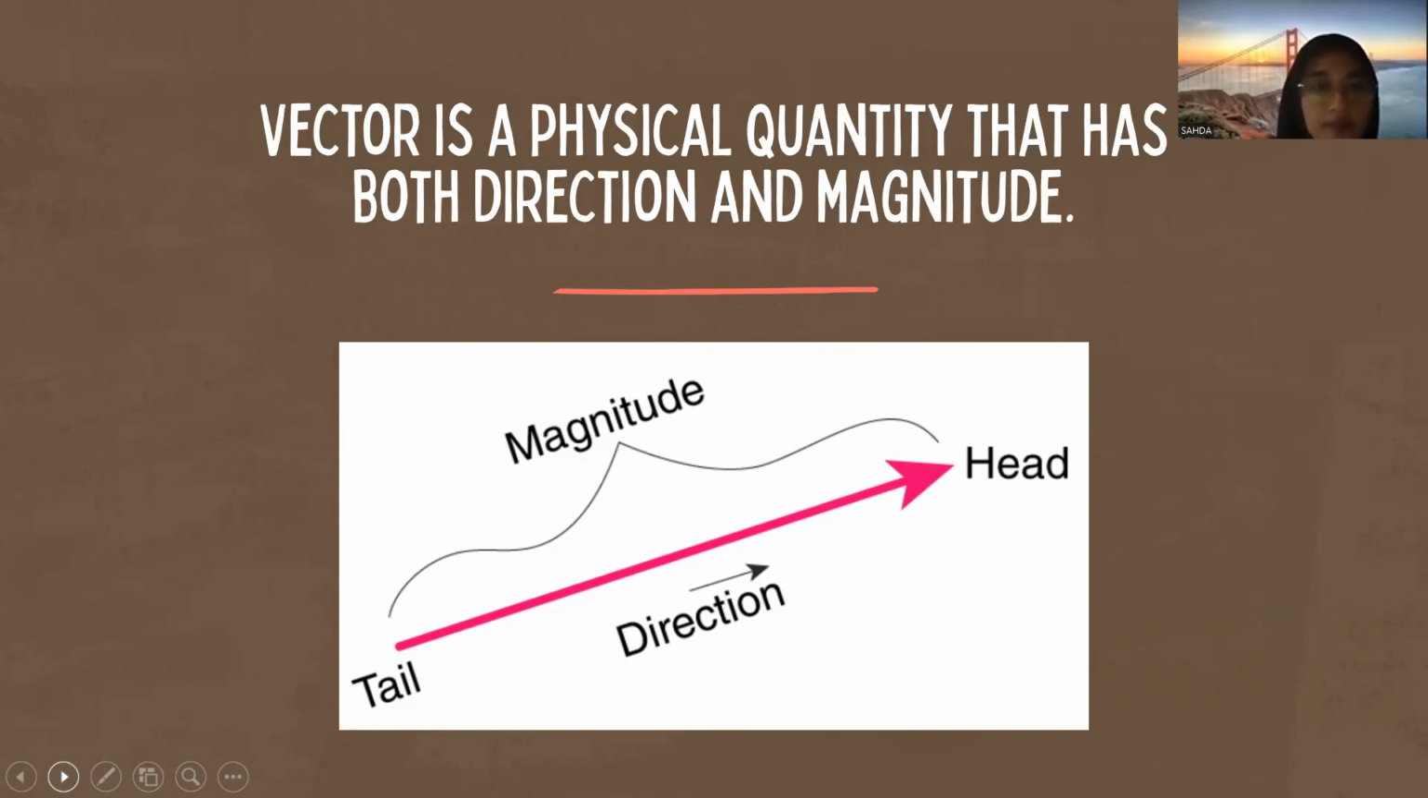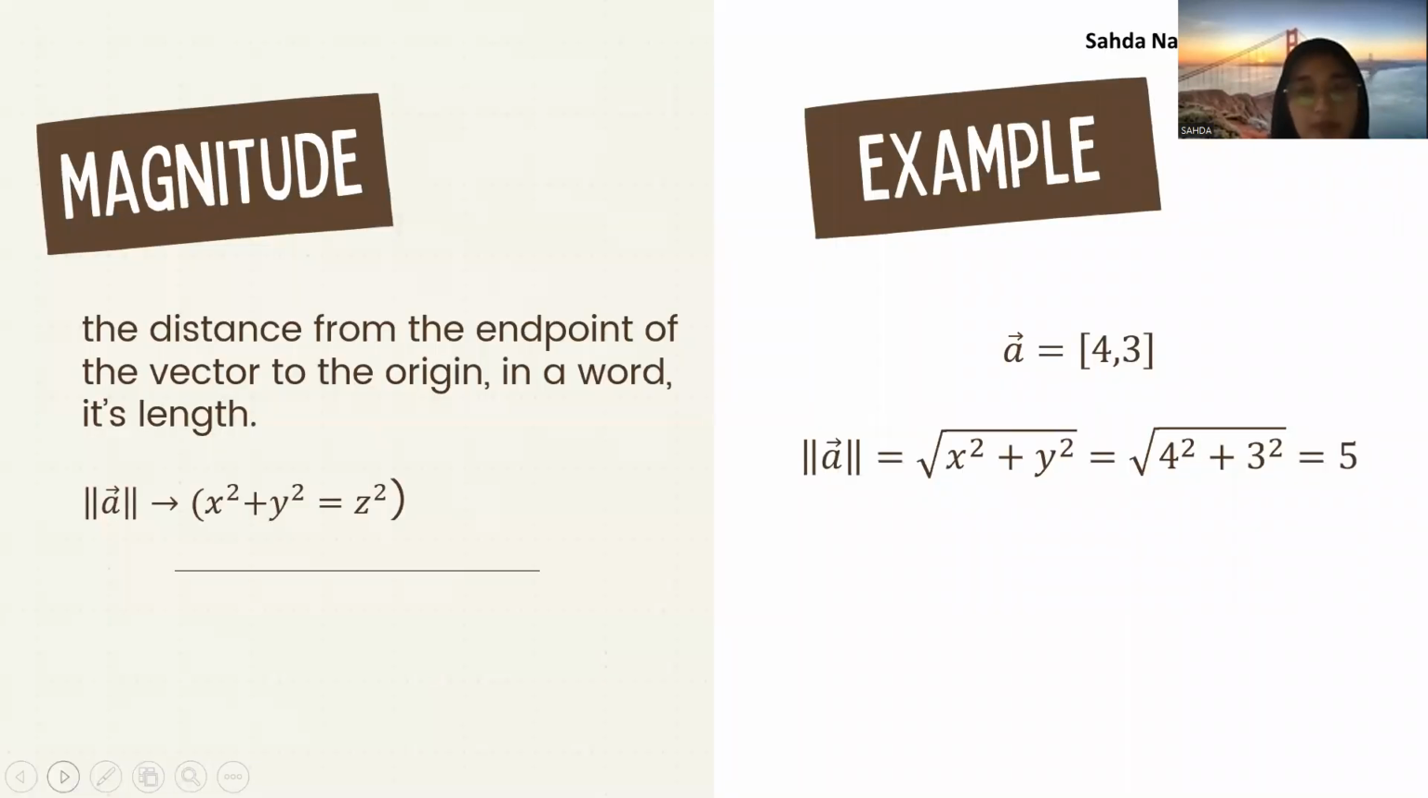This is the head, tail, direction, and magnitude. Okay, next is magnitude. The magnitude of a vector is the distance from the endpoint of the vector to the origin. In a word, it's a length. To calculate the magnitude of vector A, we can use the Pythagorean theorem. This Pythagorean theorem is x squared plus y squared is equal to z squared.